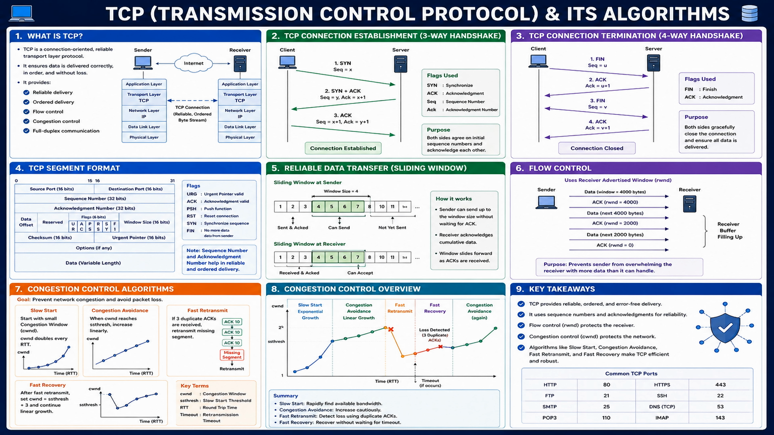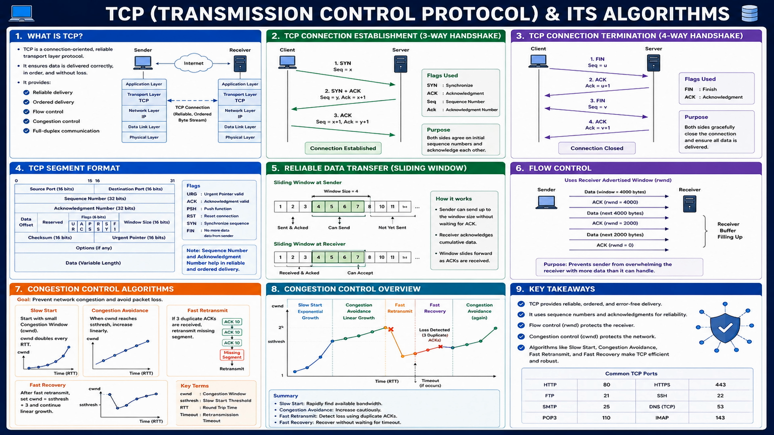Section 5 shows TCP's sliding window mechanism. Instead of sending one packet and waiting, TCP allows multiple packets to be sent before acknowledgements arrive. The sender maintains a transmission window representing how much data may be sent without waiting for ACKs. The receiver acknowledges received bytes cumulatively. As the acknowledgements arrive, the window slides forward, allowing more data transmission to happen.